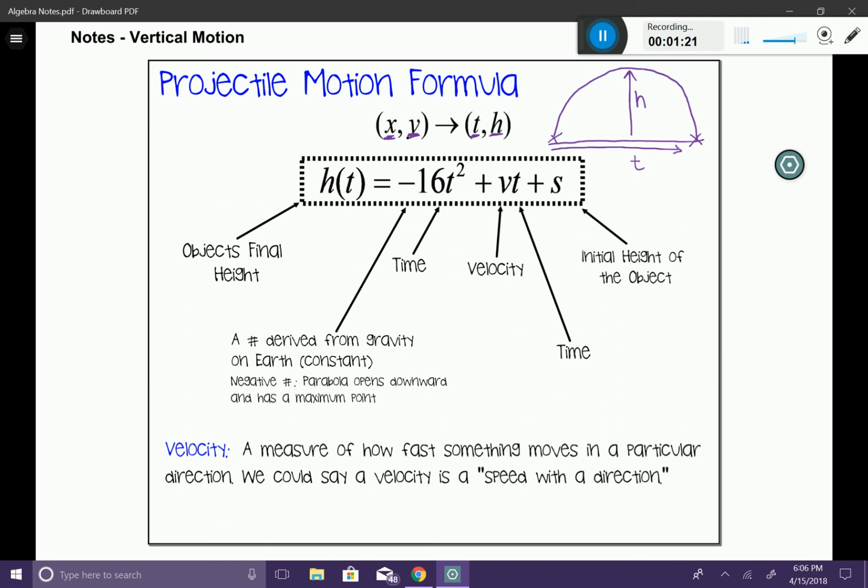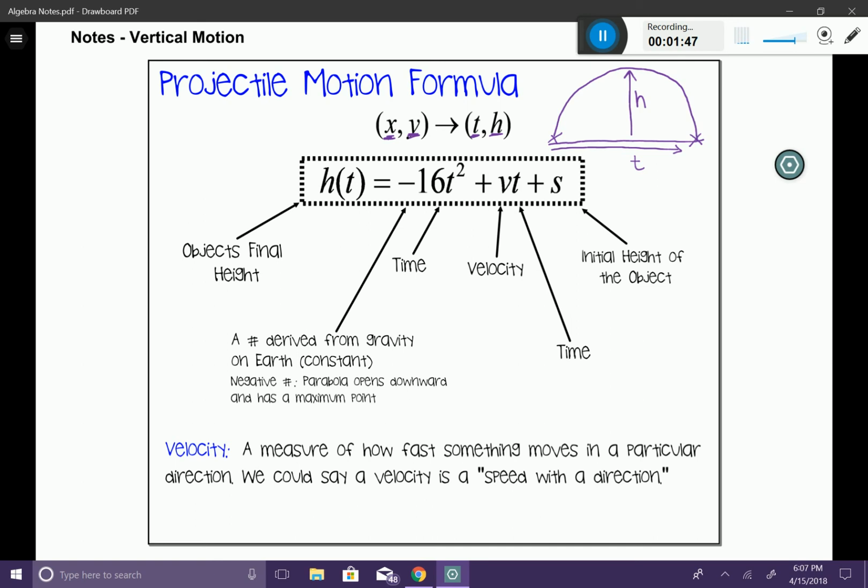All right, let's talk about this formula. It says h of t. Well, h of t is going to be the object's final height. So wherever the object lands, that's going to be our h of t. Then it goes to the other side of the equation. It's going to equal -16. -16 is a special number. It's a number derived from gravity on Earth, which is a constant number.